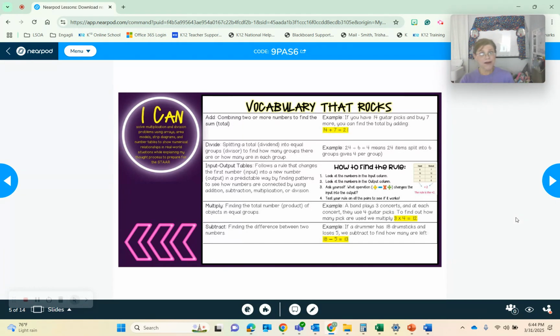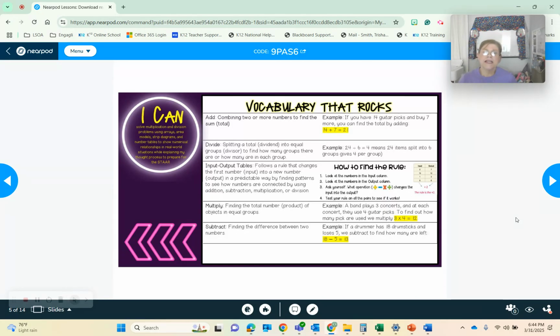Today, in our vocabulary that rocks, we have a couple of vocabulary words we need to go over. Our first one being add. This one's a hard one. I don't know if y'all are going to get this one. Add, combining 2 or more numbers to find the sum or total. Our example, if you have 19 guitar picks and buy 7 more, you can find the total or sum by adding. That's so hard. 14 plus 7 equals 21.